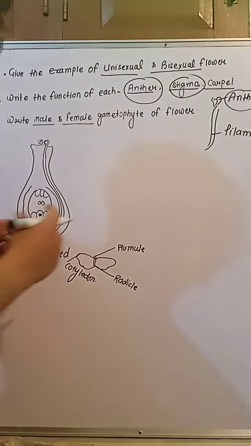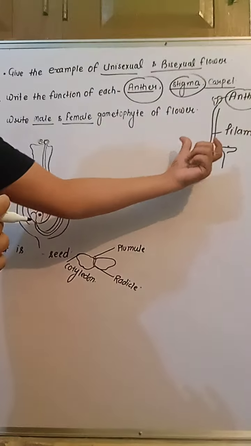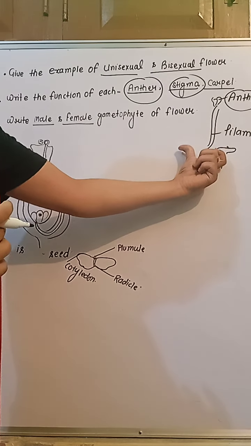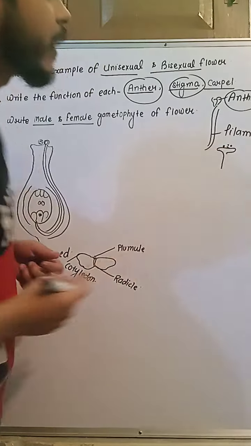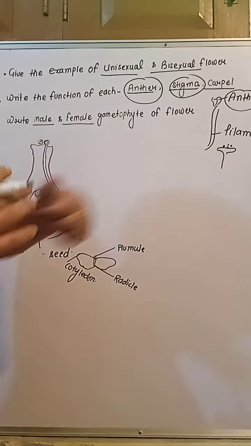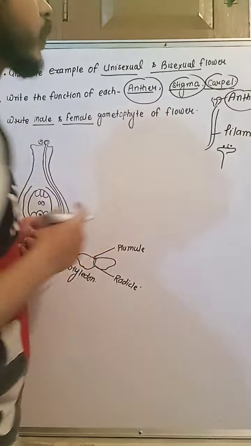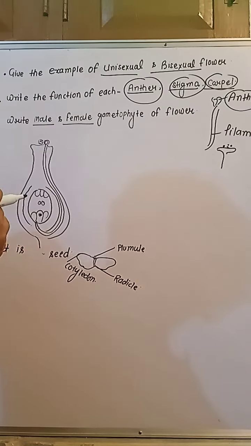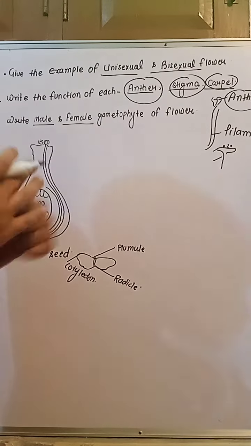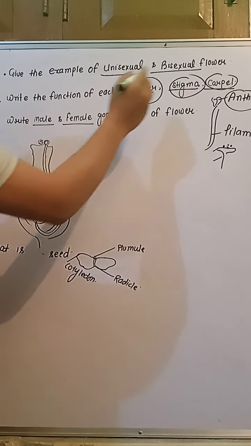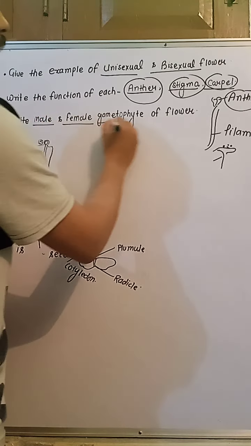Stigma. This is the stigma. This is the terminal portion of the carpel or pistil, which serves as the landing platform for the pollen grain. The site where the pollen grains land, that portion is called stigma. Carpel, that is the female part of the flower, which contains stigma, style and ovary. That is called carpel. Clear to all? Anther, stigma and carpel.